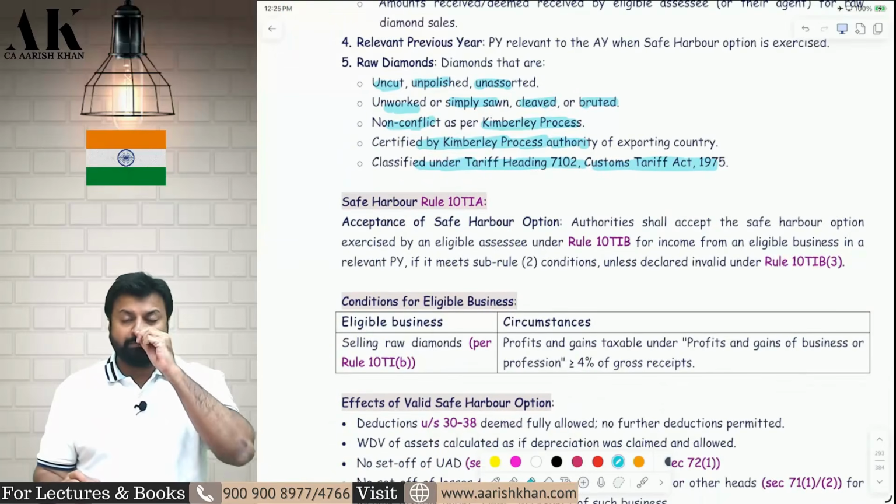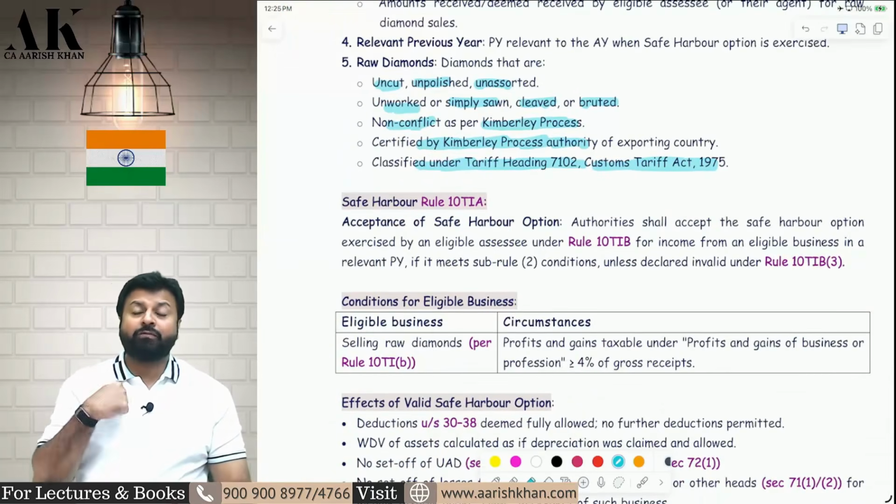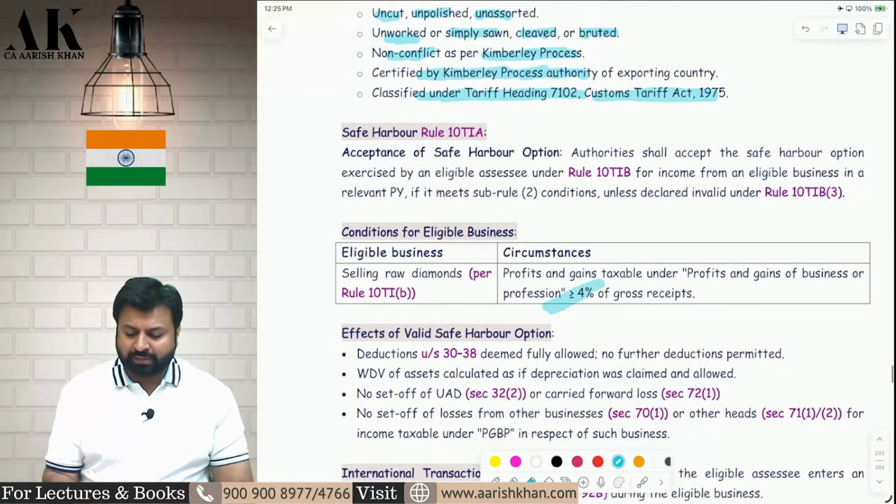Once you make an application, it is applicable for whom? Foreign company who is doing what? Selling raw diamonds, not displaying raw diamonds. Selling where? In special notified zone, not everywhere in the entire country. So they can show their safe harbor as 4%. 4% of the gross receipt will be considered as their safe harbor.